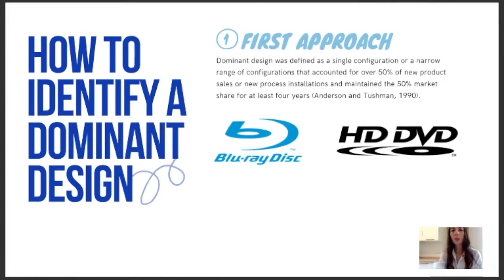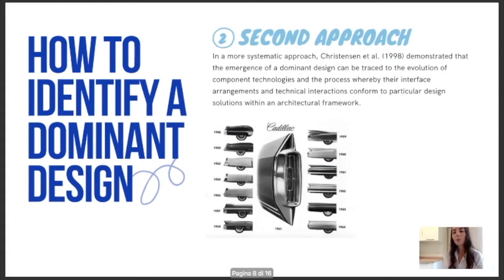So an important question could be, how can a manager identify a dominant design? There are two different approaches. The first one: a dominant design was defined as a single configuration or a narrow range of configurations that accounted for over 50% of new product sales or new process installations and maintained the 50% market share for at least 4 years. In a more systematic approach, Christensen et al.